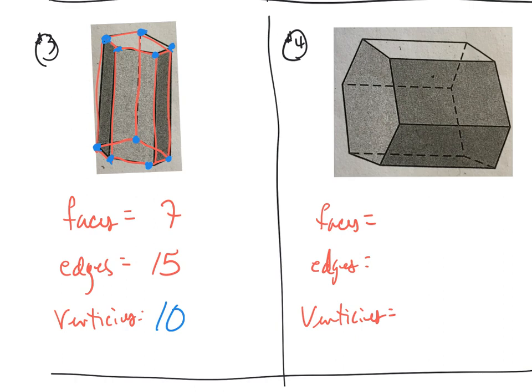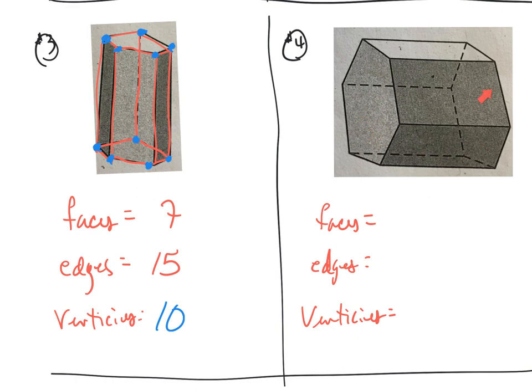Okay? And then finally, how about this last shape? How many faces? Well, we have a left-hand side over here that has 1, 2, 3, 4, 5, 6 edges to it, 6 sides. Okay, and then we have that same shape over here, that same hexagon over here.